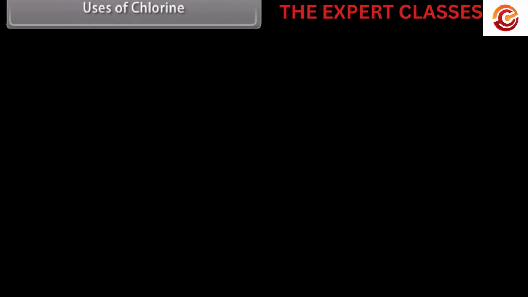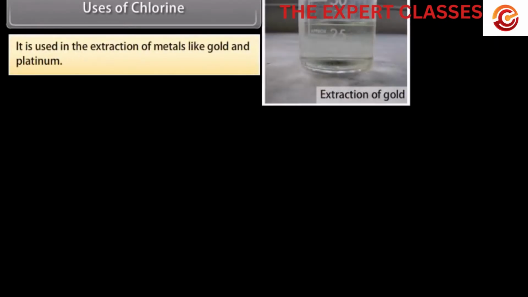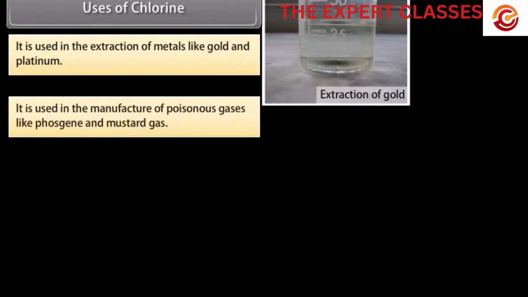Uses of chlorine. The important uses of chlorine are the following. It is used in the extraction of metals like gold and platinum. It is used in the manufacture of poisonous gases like phosgene and mustard gas.